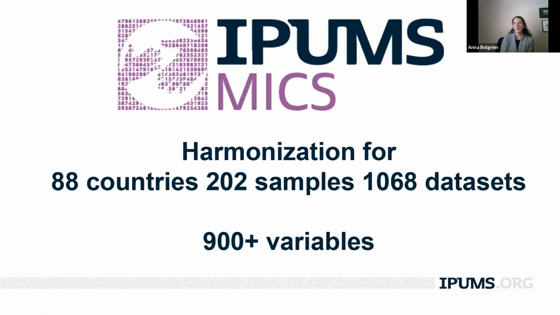IPUMS MICS has partnered with UNICEF to create the dissemination system. In IPUMS MICS, we currently have 88 countries and 202 samples with over 1,000 different data sets that are all harmonized together in over 900 variables.